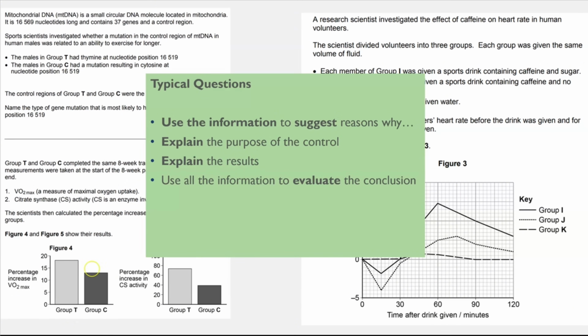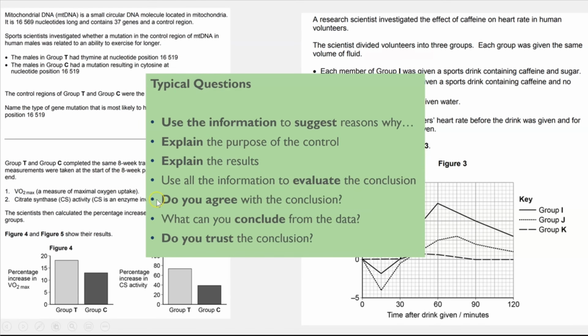So you're then just looking at the results to compare the effect of the independent variable. And the final type of question, which actually I've got some other alternatives. We've got use the information to evaluate the conclusion, but that could also be phrased in these other ways as well. So do you agree with the conclusion? What can you conclude from the data? And do you trust the conclusion? So those four are essentially the same question, just phrased differently. And this is the big one that we're going to focus on because you nearly always get asked one of these four linked to a critical analysis question.